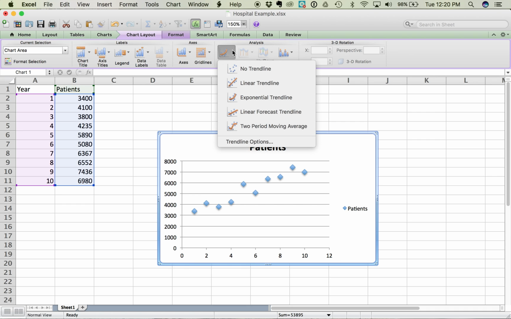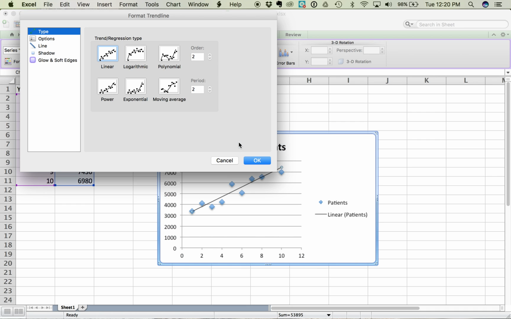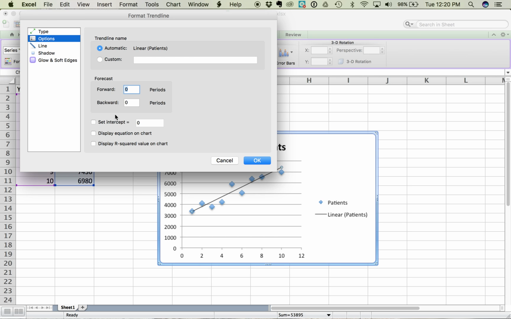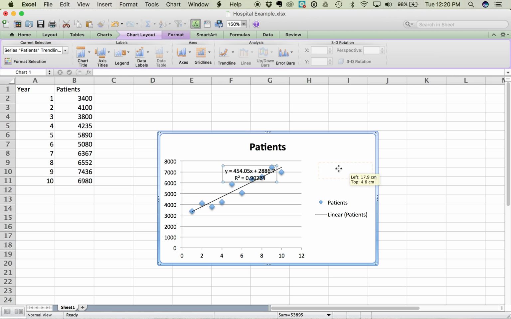So we're going to insert a trend line. Let's go to trend line options. We're going to go with linear, but we also want it to display an equation and tell us how well that equation fits. So here we have a formula that it's given us, y equals 454.05x plus 288.67, and an R squared of 0.9.